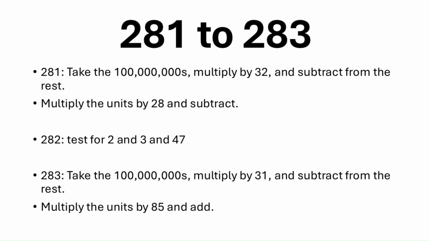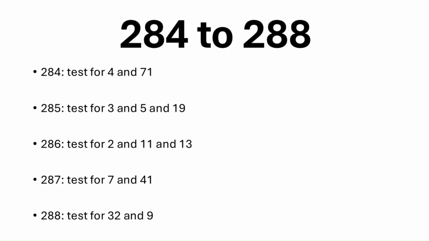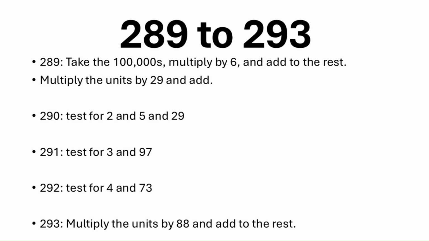282, test for 2 and 3 and 47. 283, take the 100 millions, multiply by 31, and subtract from the rest. Multiply the units by 85 and add. 284, test for 4 and 71. 285, test for 3 and 5 and 19. 286, test for 2 and 11 and 13. 287, test for 7 and 41. 288, test for 32 and 9.